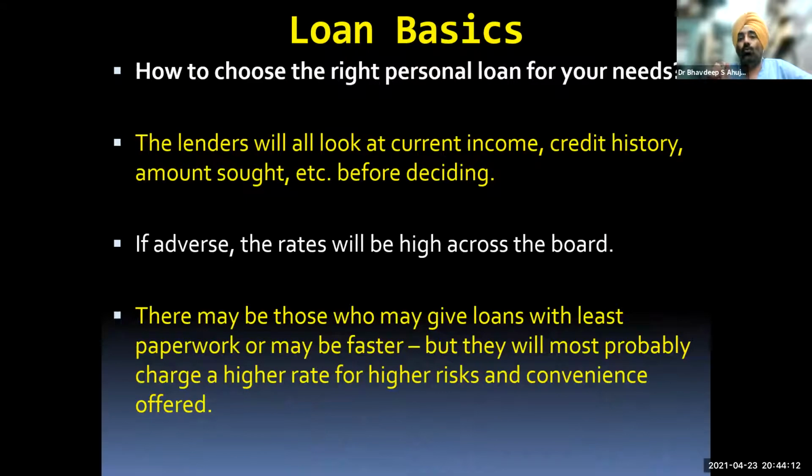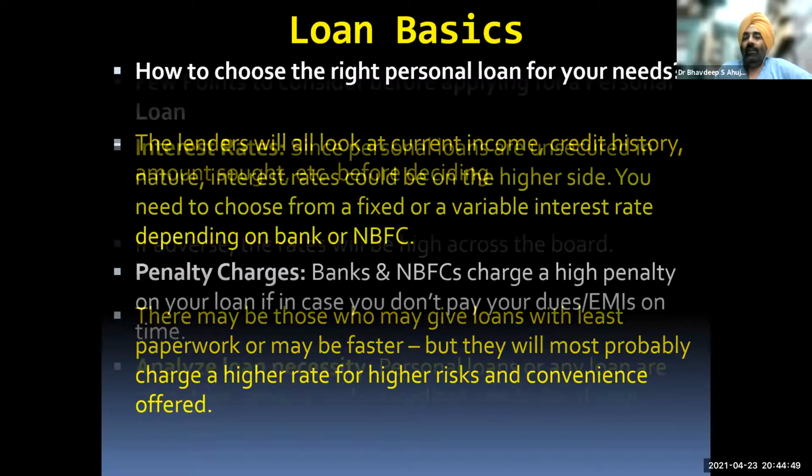So how to choose the right personal loan? The topic of our presentation was how to choose the right loan, and within that, a subheading: how to choose the right personal loan. The lender, like the bank or the NBFC, will look at your income, your CIBIL score, and the amount you are asking for before deciding. If all of the above is not very favorable, the interest rates will be higher from the bank side. They may give you the least paperwork and a lesser turnaround time, but they will charge a higher rate for the higher risk and the convenience they offer you.